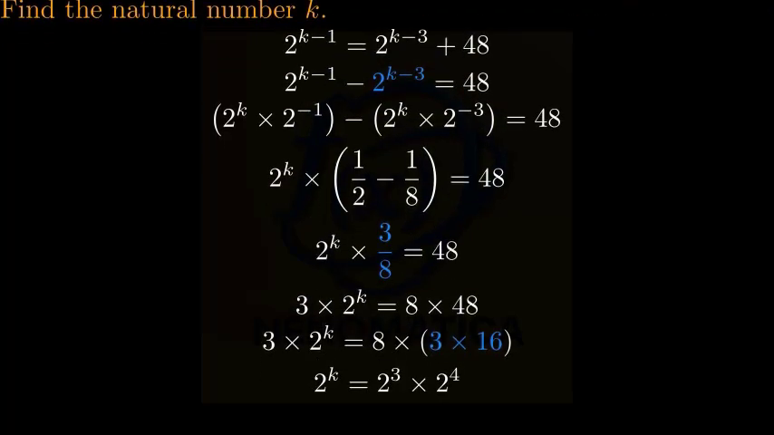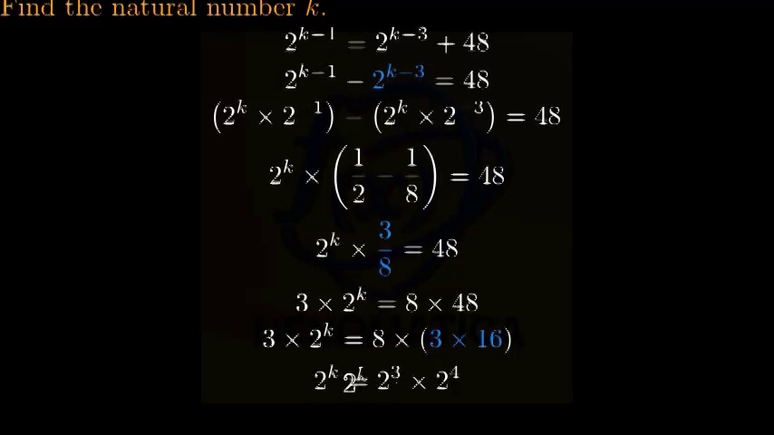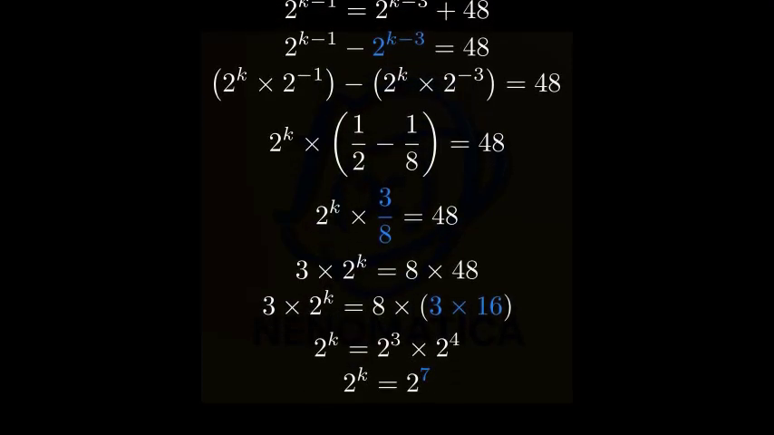Now we can divide both sides by 3, and we get 2 to the power of k equals 8 times 16 divided by 3. 8 times 16 is 128, so 2 to the power of k equals 128, which we can write as 2 to the power of 3 times 2 to the power of 4. Using the laws of exponents, we can add the exponents when multiplying powers with the same base. So, 2 to the power of 3 times 2 to the power of 4 equals 2 to the power of 3 plus 4, which is 2 to the power of 7.